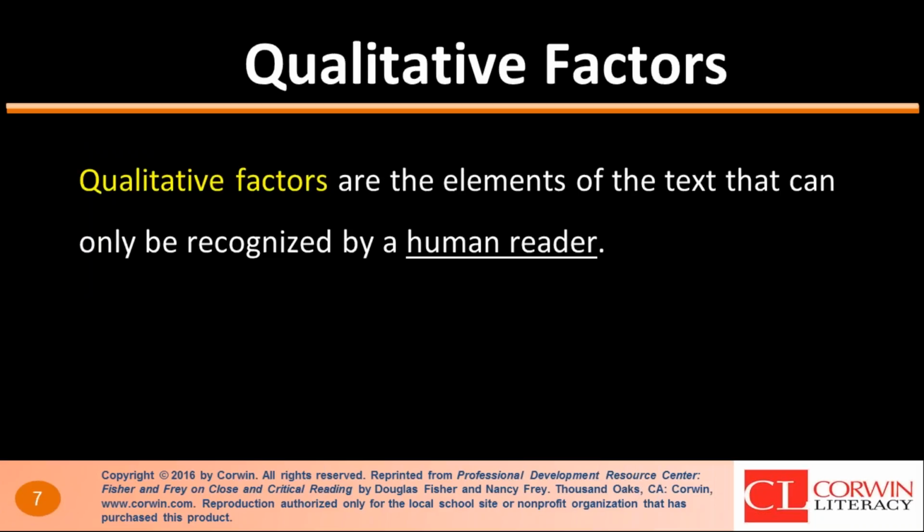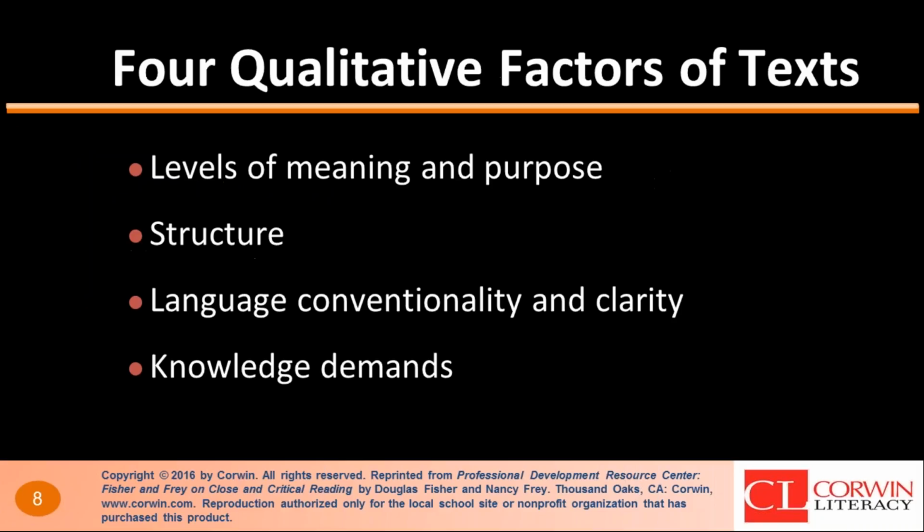Qualitative factors, again, just as I've mentioned earlier, are the elements of a text that can only be recognized by ourselves, by a human reader. When we talk about qualitative measures, there are 4 factors of text. The levels of meaning and purpose. Is it implied? Is it stated? Is it direct? That's not something that a computer program can tell us.